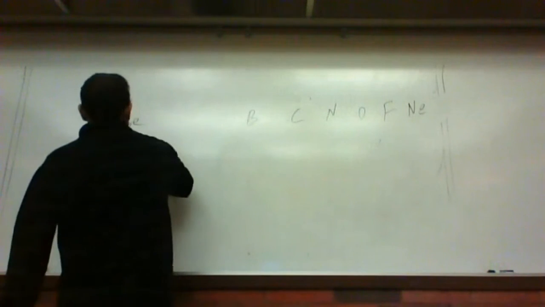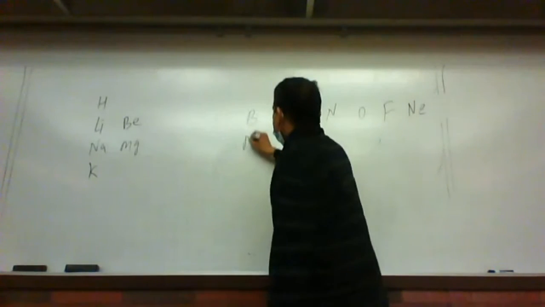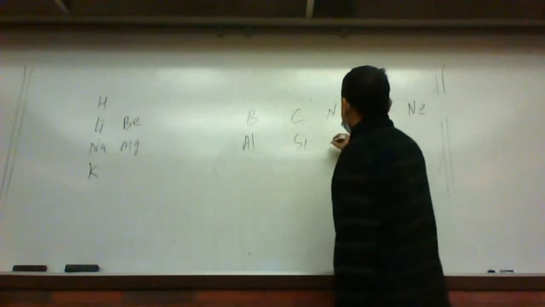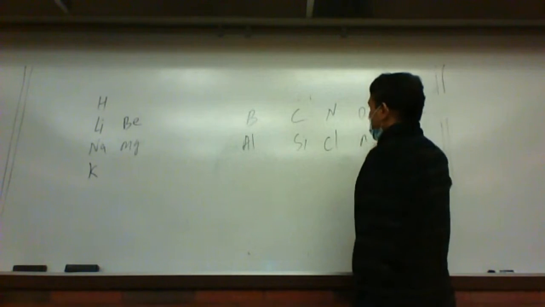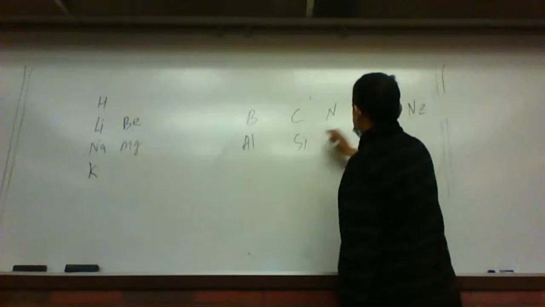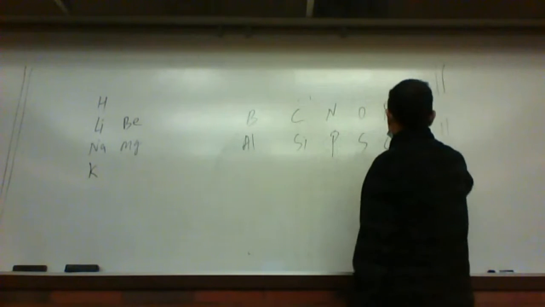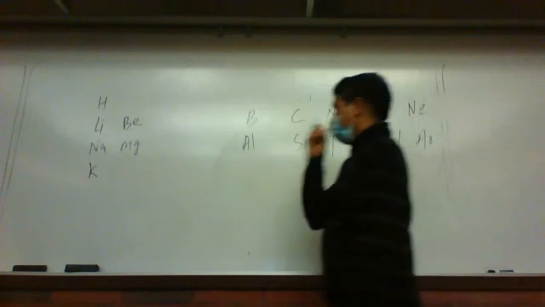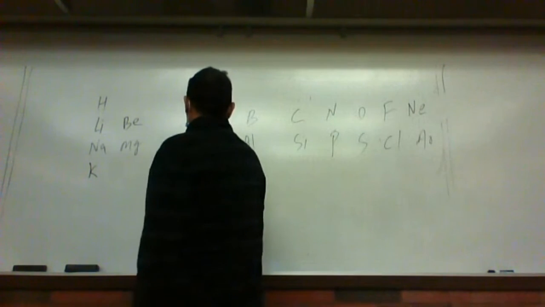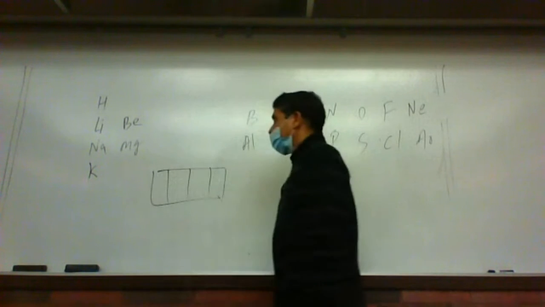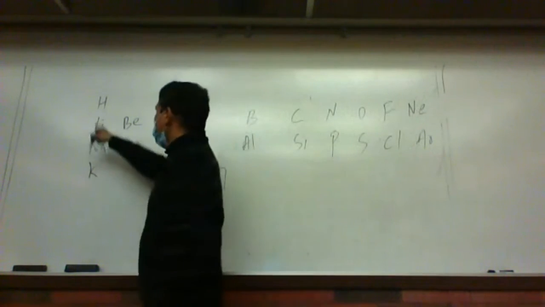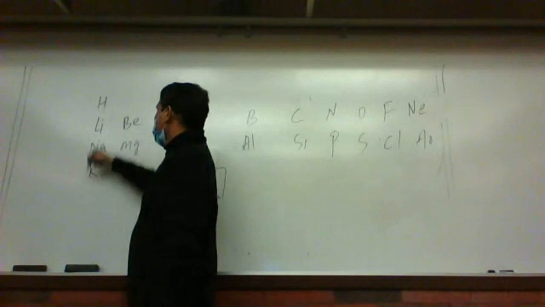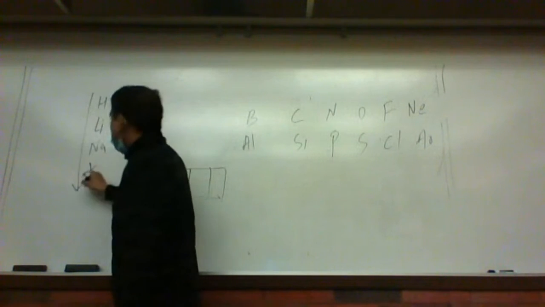And then magnesium is here, aluminum, silicon, phosphorus, sulfur, chlorine, argon. So the periodic table looks like this. And somewhere here are the D elements. So which is big? If you compare these, which is big? If you go down, it becomes big.